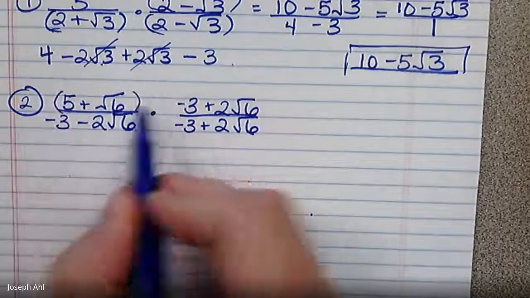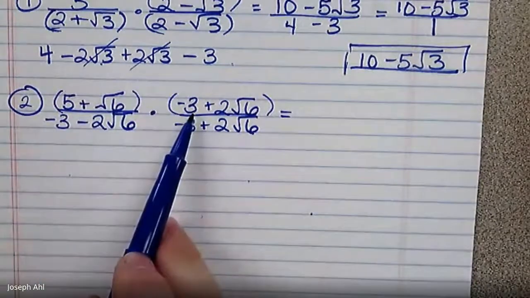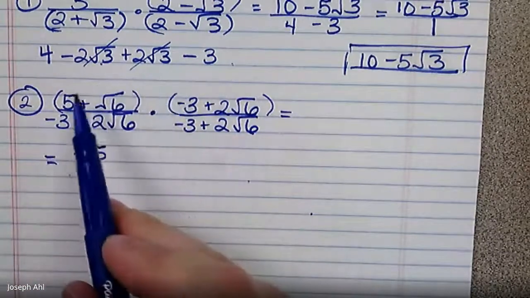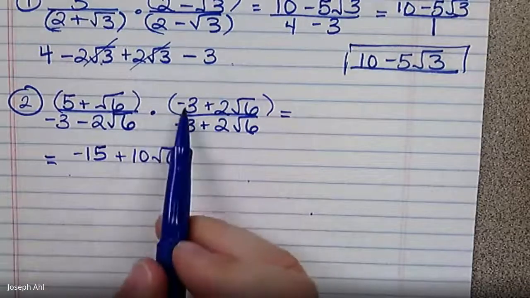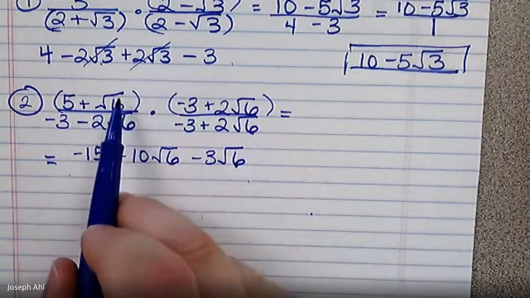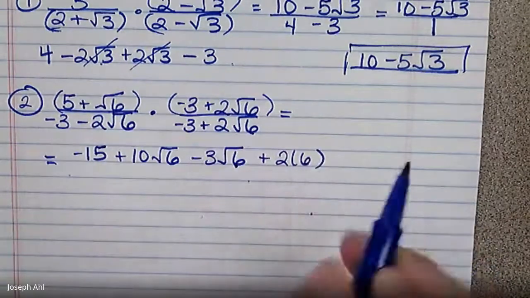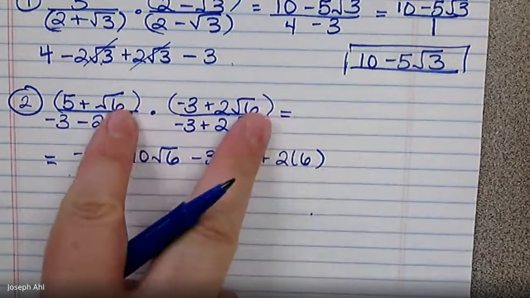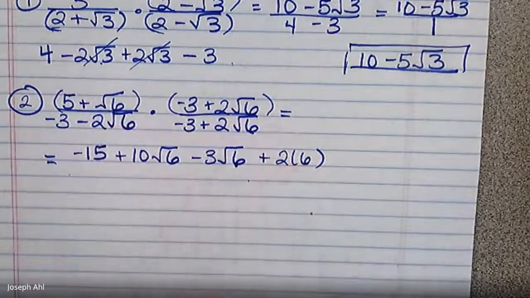All right, so what is that going to leave us with? Well, in the numerator, 5 times negative 3 is negative 15. I'm going to actually write my work down here. 5 times 2 radical 6 is plus 10 radical 6. The inside is minus 3 radical 6. I'm just doing FOIL right now. And then radical 6 times 2 radical 6 is going to be plus 2 times 6, which I realize is 12. But I'm writing it that way because the 2 is just going to get multiplied by this pair multiplied out. We know radical 6 times radical 6 is 6. So eventually I'll write that as a 12.